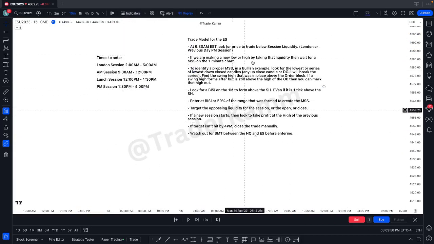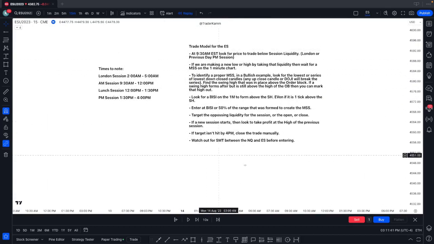The rules that I'm about to go over in this video just apply for the ES. This model and the idea does work on the NASDAQ. However, I just have a different method of entering. Rather than using the 1 minute chart, I use the 2 minute chart, and essentially it's the same.